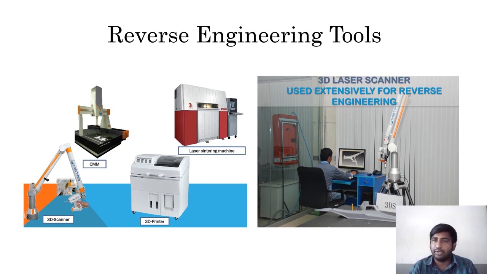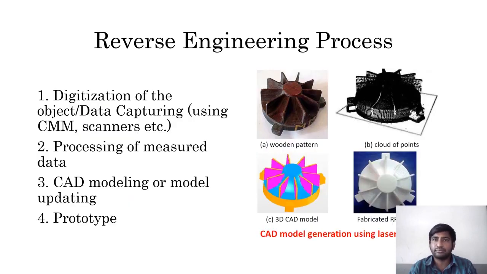Here one engineer is scanning the old model. You can see it exactly here. A 3D laser scanner is used extensively for reverse engineering. This is the 3D scanning machine.